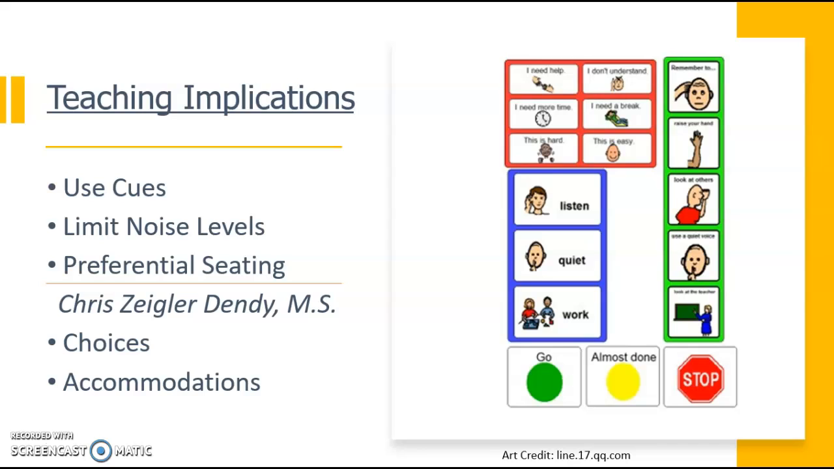Chris Ziegler-Dendy, Master of Science of Attitude magazine, suggests offering choices in class. An example would be when learning spelling words. The choices could be to use flashcards, write the words in sentences, a word search worksheet, or taking turns spelling out loud with a partner.